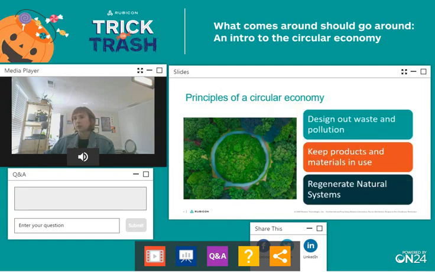There are three main principles that underlie this idea of a circular economy. The first is designing out waste and pollution. It's really important to design products and systems from the beginning, from the design phase, in a way that eliminates waste. The second is to keep products and materials in use, to keep materials at their highest value for as long as possible. And the third is regenerating natural systems, so using renewable energy, replenishing natural resource pools, things like that.